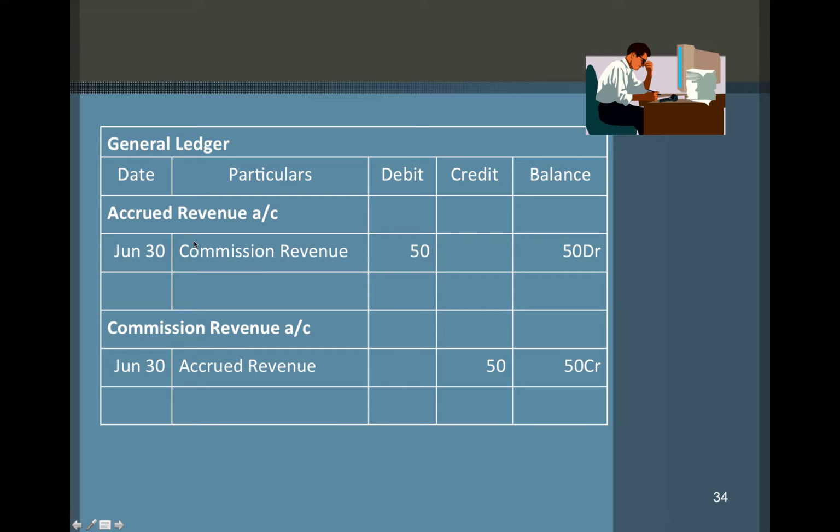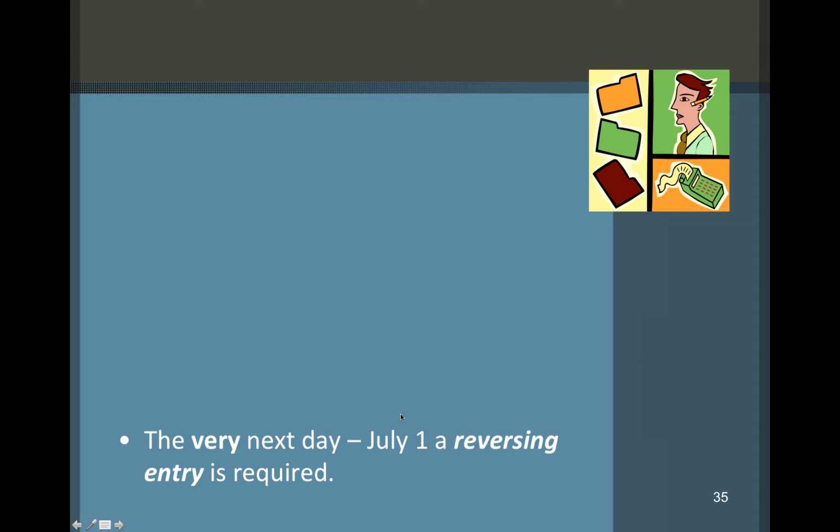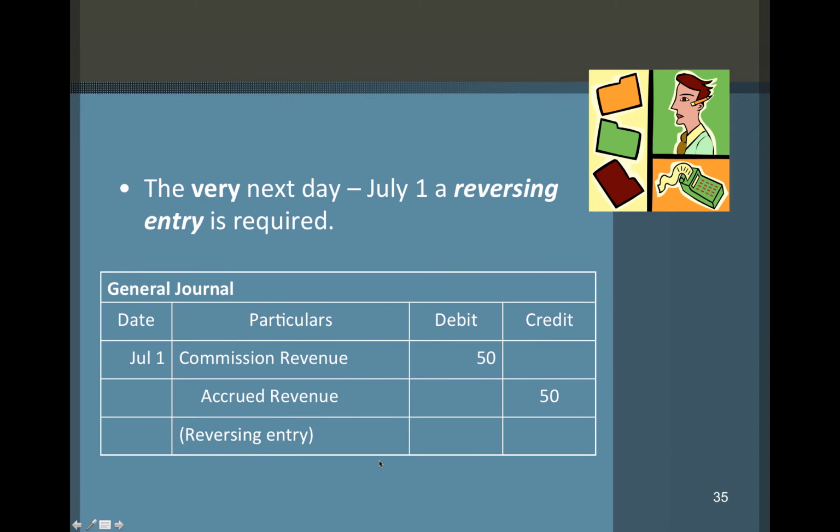And here's what the accounts will look like. Sorry, accrued revenue is the asset account. It's been debited by $50 because it's an asset, you debit it. Commission revenue is the revenue. We want to increase it by 50 because it was earned this accounting period. So because this is an asset, it's going to be listed in our balance sheet, and given that this is a revenue, it's going to be closed off to P&L summary account, and it will also appear in our income statement. The very next day we need to perform a reversing entry, and here's the double entry for that.